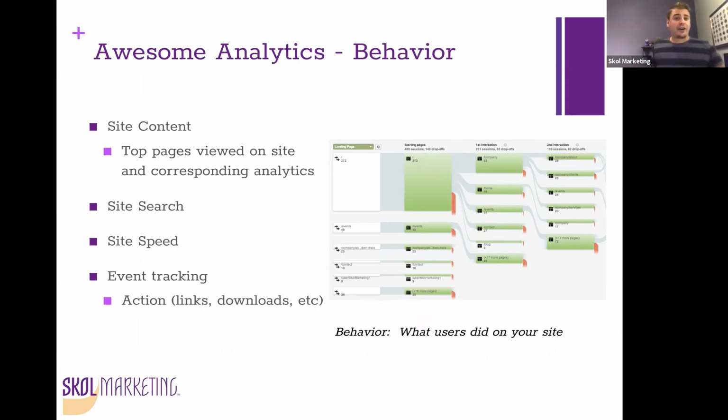This can be very useful if you're trying to see how many people are downloading a PDF, or how many people are clicking a link to go to another website that's outside of yours. Or maybe you have a newsletter button, and you want to see how many times people are actually clicking on it to sign up for your newsletter. Whatever it may be, if you're just trying to track a single link, a single button, a single action on a site, that's called event tracking. We can set that up within behavior.